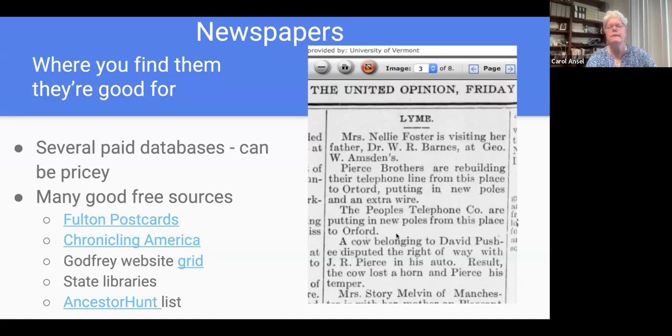But this is my favorite little thing here. A cow belonging to David Pushy disputed the right of way with J.R. Pierce in his auto. Result, the cow lost a horn and Pierce his temper. So they often have little digs in there in the newspaper.